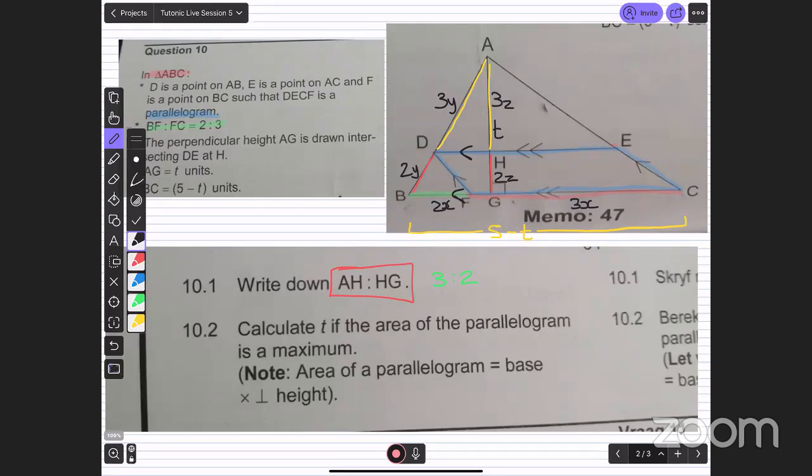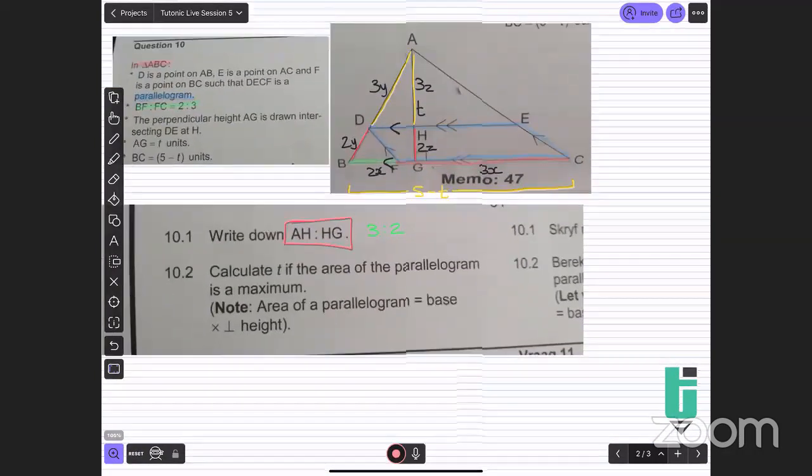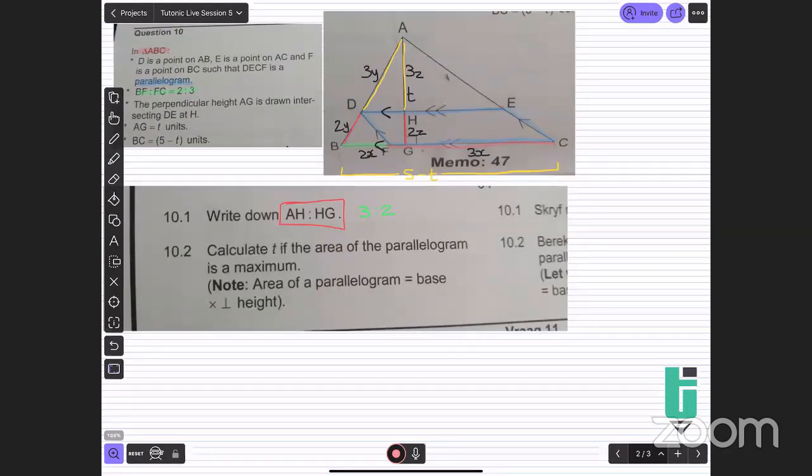Now, Hamza, the next question. We're going to work through it. It says there, calculate T if the area of the parallelogram is the maximum. So how can we break this down, Hamza? What do you think? I think it has something to do with setting the derivative equal to 0. The derivative of what? You must paint the picture for me. You must set the scene.